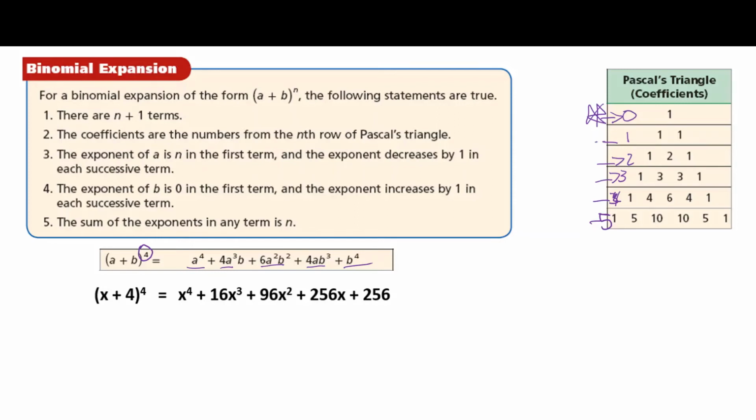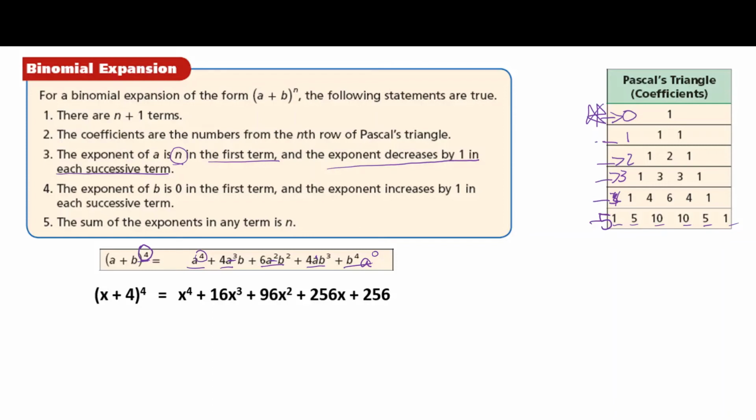So that's the 0 row there. And notice that in row 5, we actually have 5 plus 1, 6: 1, 2, 3, 4, 5, 6. Okay, next, the exponent of a is n in the first term, and the exponent decreases by 1 each successive term. So notice a to the 4th power, it starts out at the 4th power, and then decreases by 1. So 4, 3, a to the 2nd power, a to the 1st power, and our last one is actually a to the 0 power, but we don't put that in because it's just an understood 1.